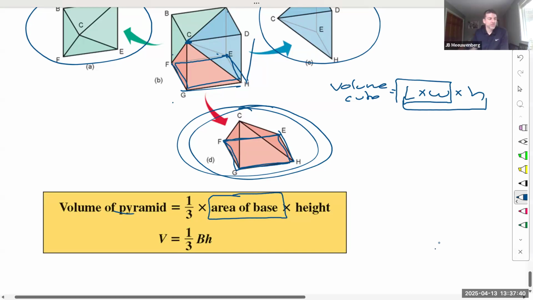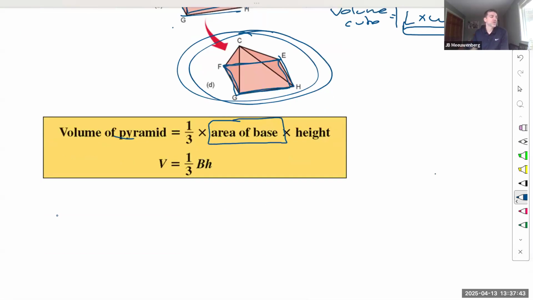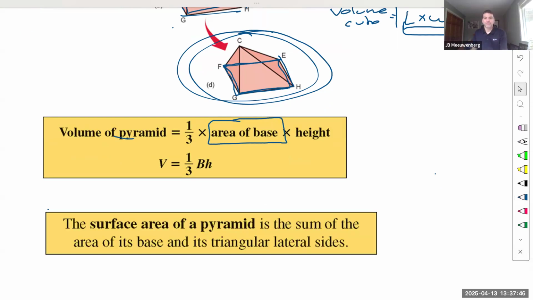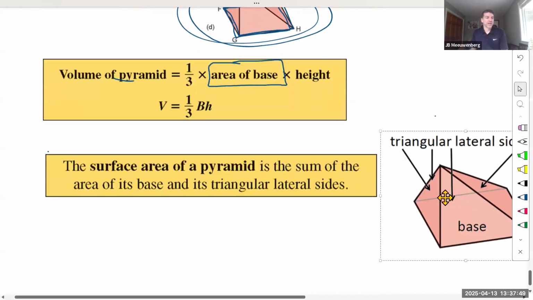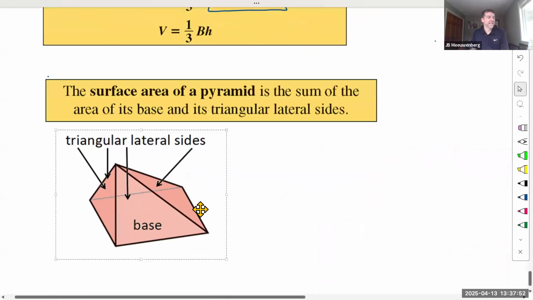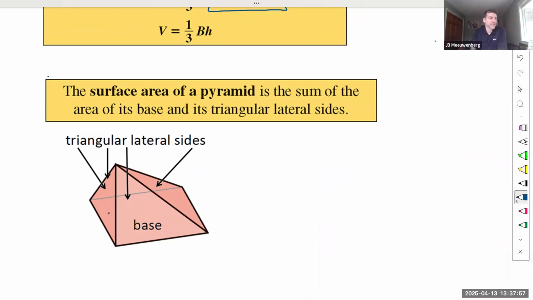When it comes to surface area of a pyramid, you are going to be using some sort of regular polygons, or not regular, but standard polygons, where you're able to calculate the areas of each of the sides. You've got a square or a rectangle on the bottom. You have triangular sides coming up. And so if you're trying to calculate the surface area, it's just the sum of the area of each of those pieces, the area of the base, and then we call these the triangular lateral sides. Lateral meaning on the side.